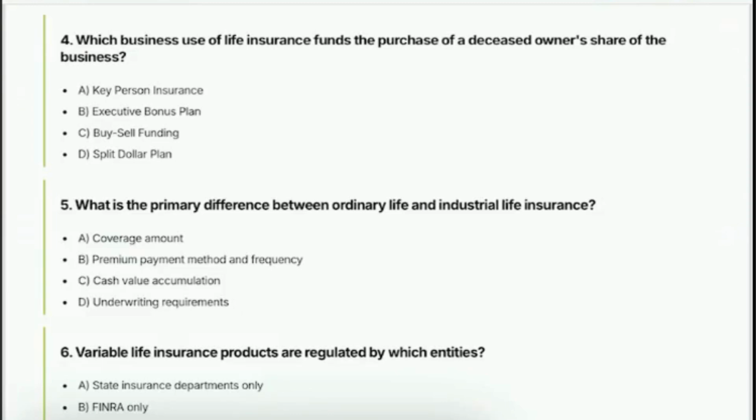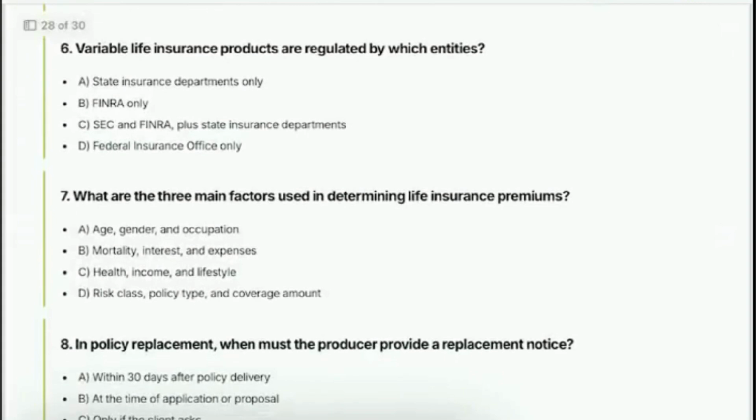Number 5, what is the primary difference between ordinary life and industrial life? A, coverage amount, B, premium payment method and frequency, C, cash value accumulation, or D, underwriting requirements. Number 6, variable life insurance products are regulated by which entities? A, state insurance departments only, B, FINRA only, C, SEC and FINRA plus state insurance departments, or D, Federal Insurance Office only.